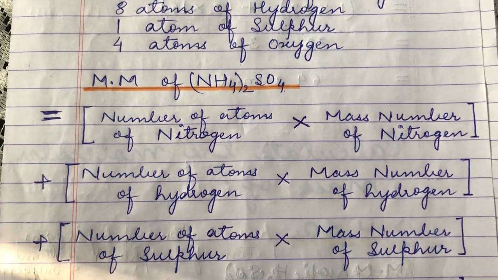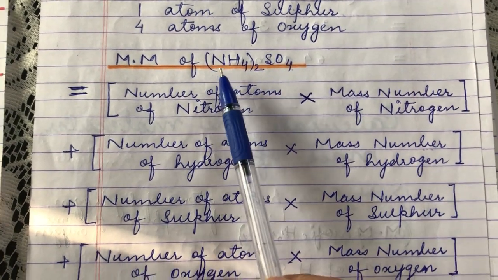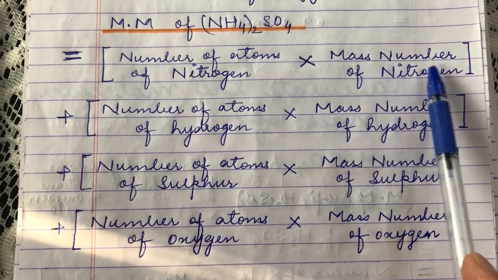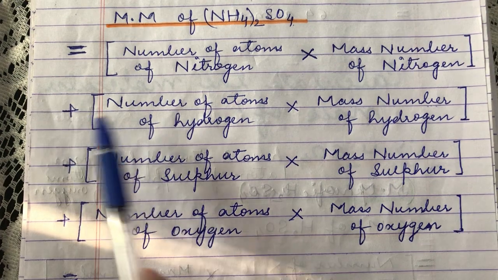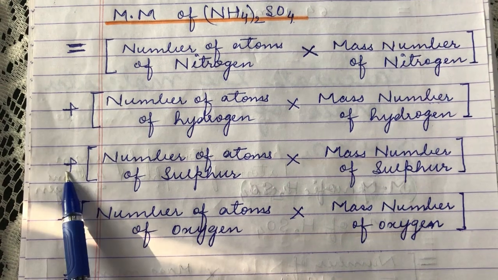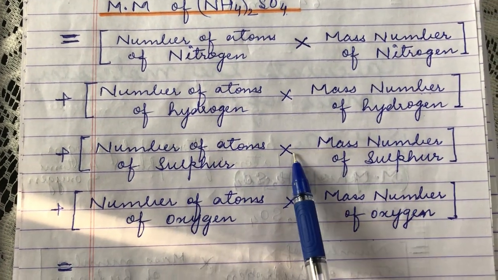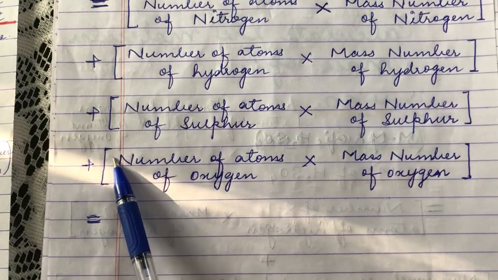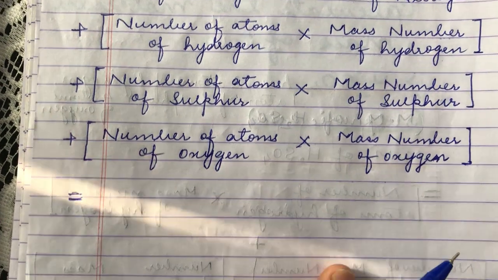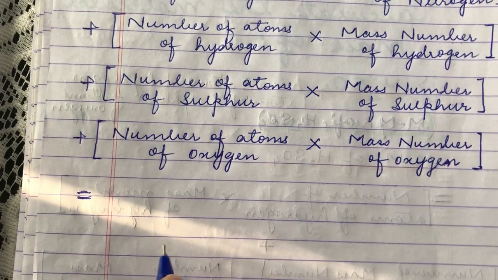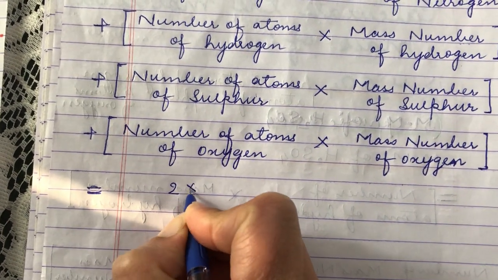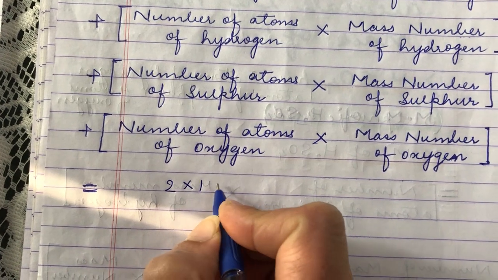So now let us do the calculation of the molecular mass of ammonium sulphate. The molecular mass of ammonium sulphate is simply the number of atoms of nitrogen multiplied by the mass number of nitrogen, plus the number of atoms of hydrogen multiplied by the mass number of hydrogen, plus the number of atoms of sulfur multiplied by the mass number of sulfur, plus the number of atoms of oxygen multiplied by the mass number of oxygen. So its calculation can be done as: the number of atoms of nitrogen are 2 in the formula of ammonium sulphate, 2 multiplied by the mass of nitrogen, which is 14.